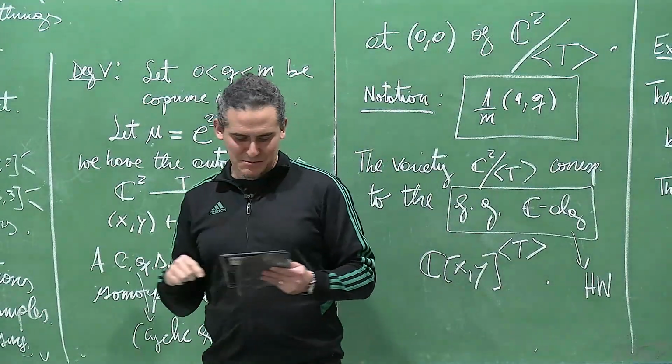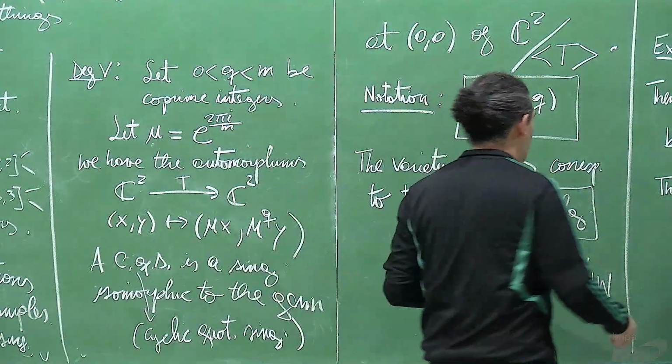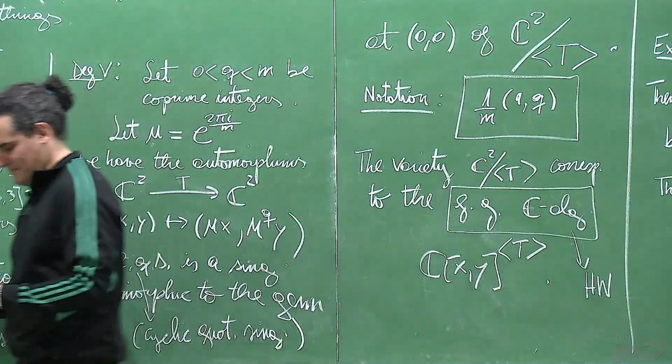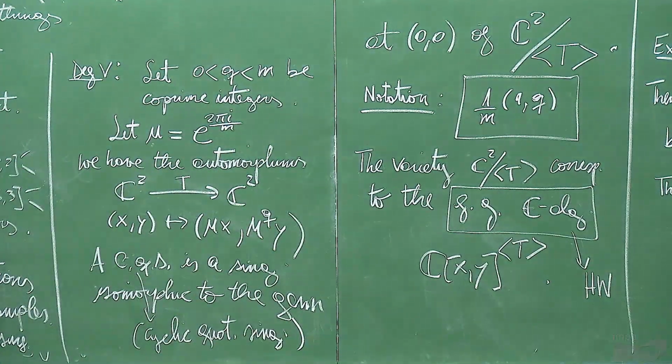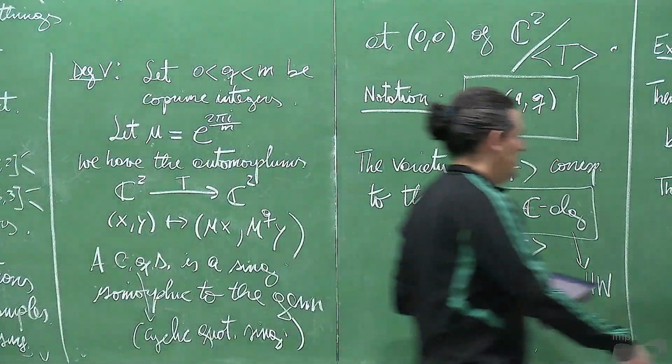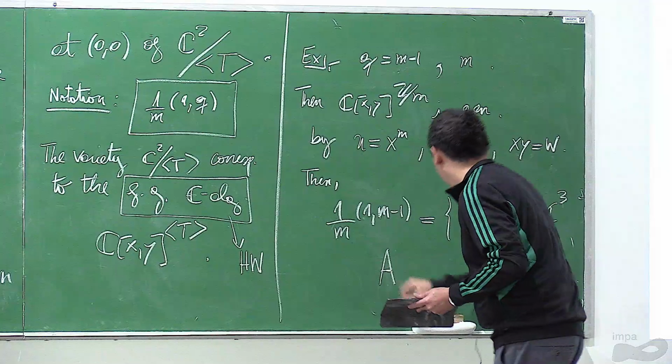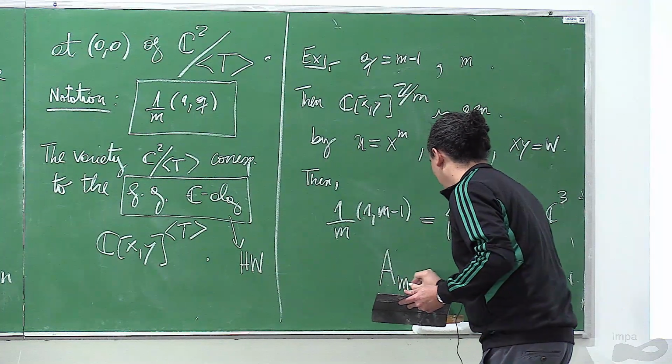Okay, so that is the way we construct this quotient. So now I want to show you the relation with respect to the continuous fraction. By the way, this is part of these ADE or Du Val or rational double point singularities, and this is of type A_{m-1}.